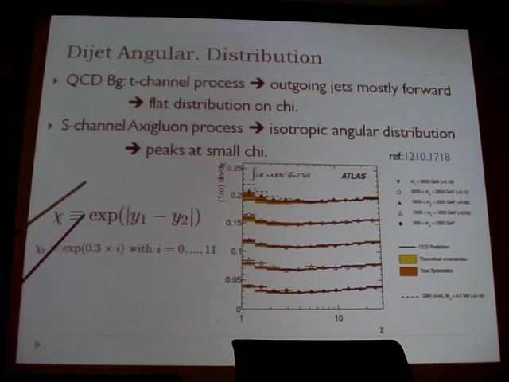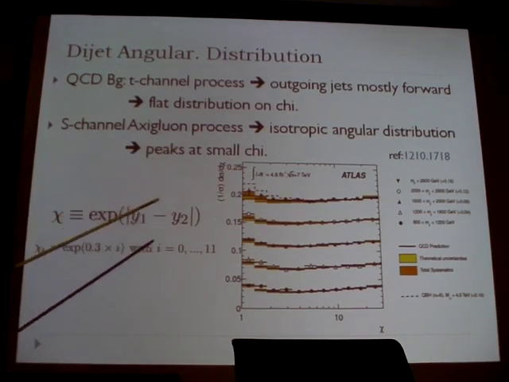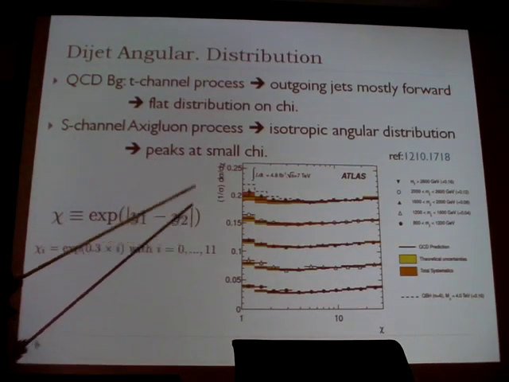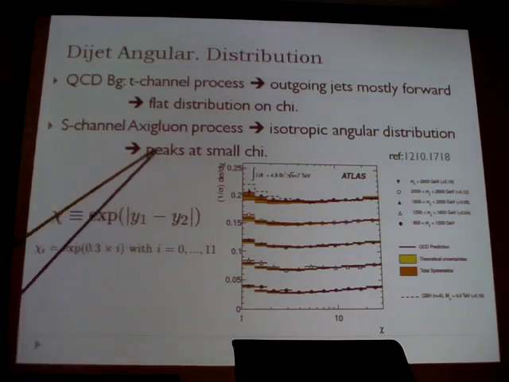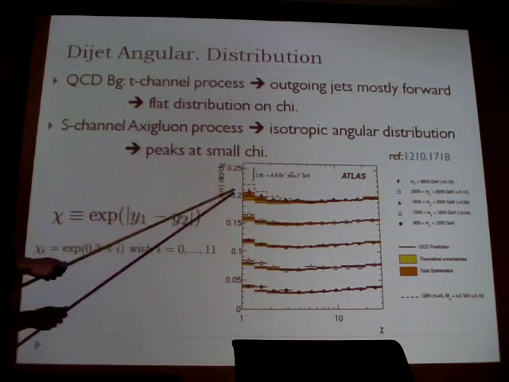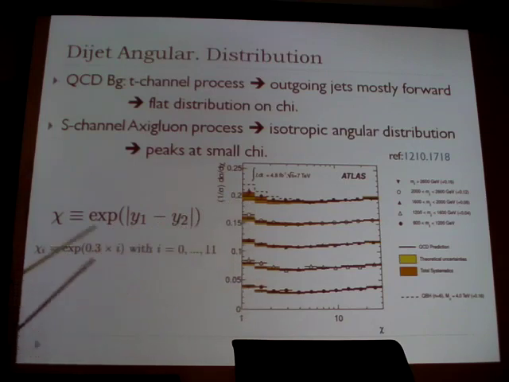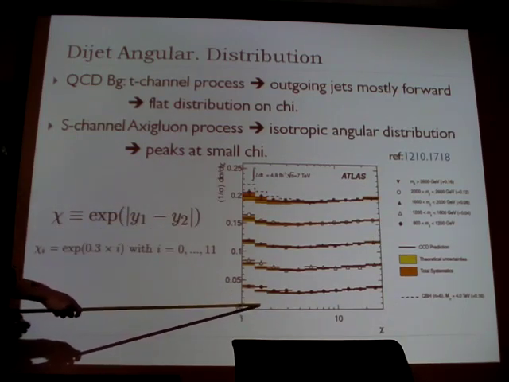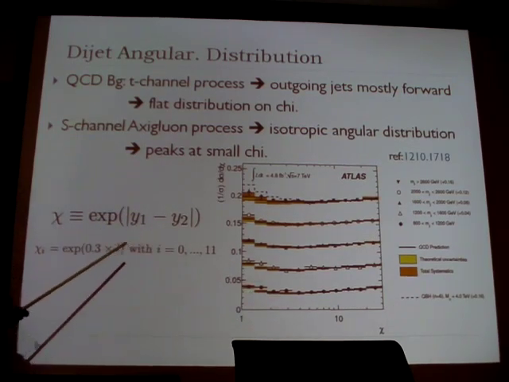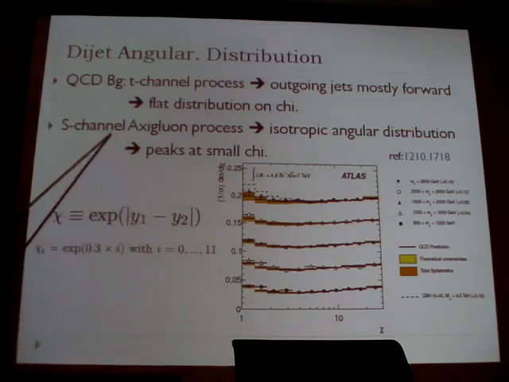However, if the event is coming from the exchange of an s-channel axigluon, then the event will have an isotropic angular distribution, and this will result in a peak in the low chi region. So we just do our simulation and use the first 4 chi bins of data, because that's the region sensitive to the new physics.